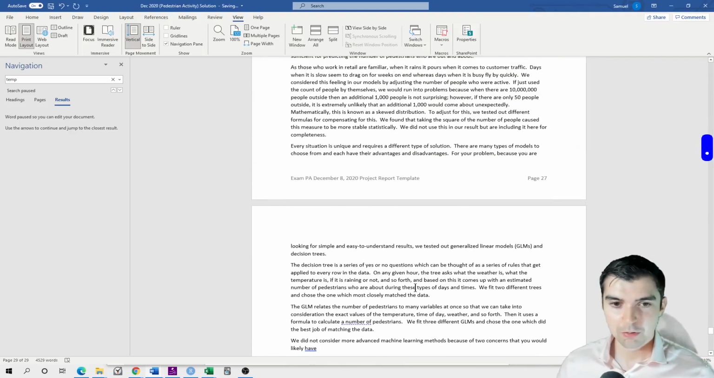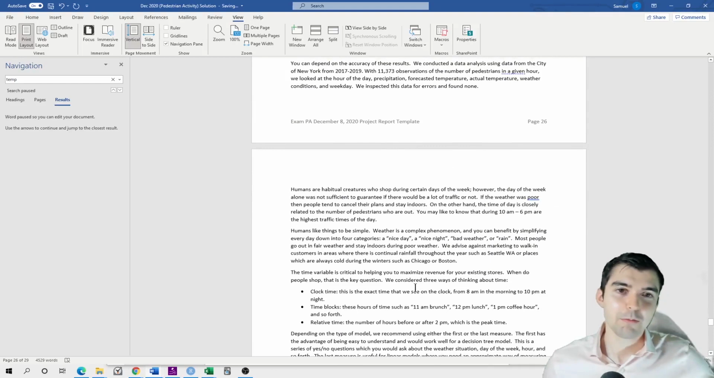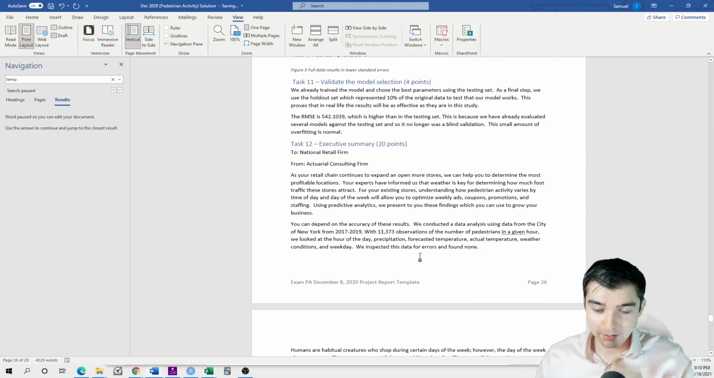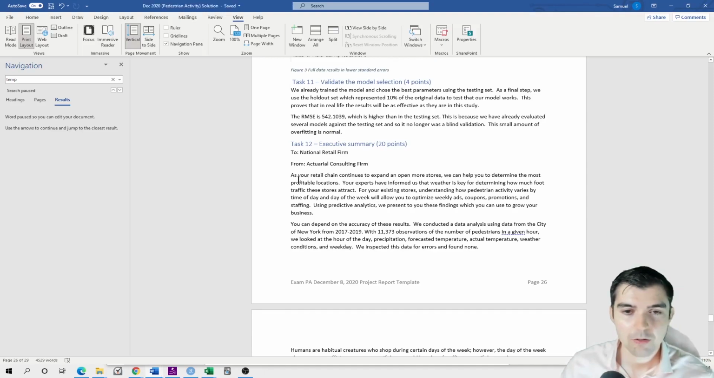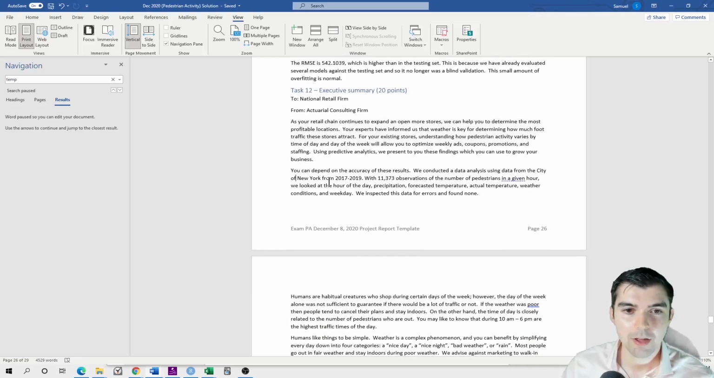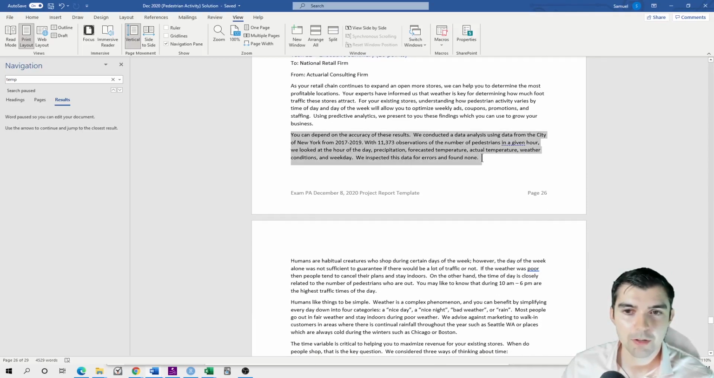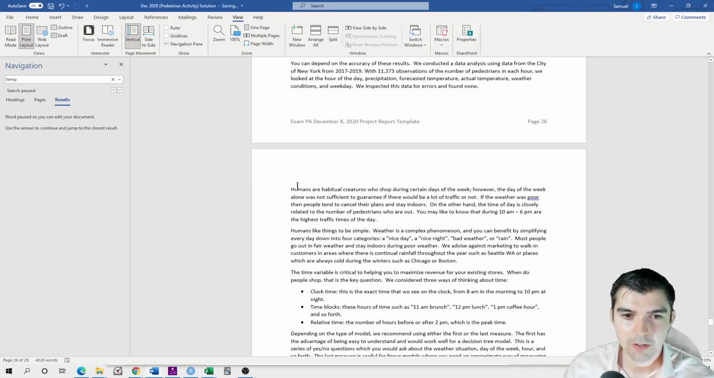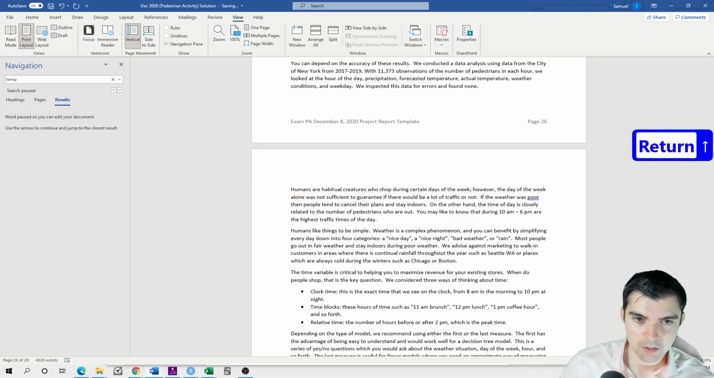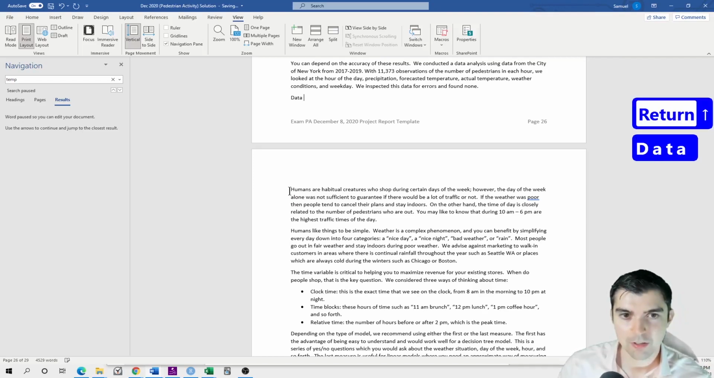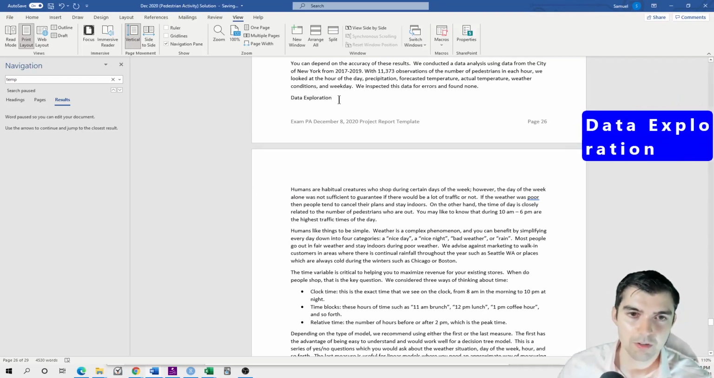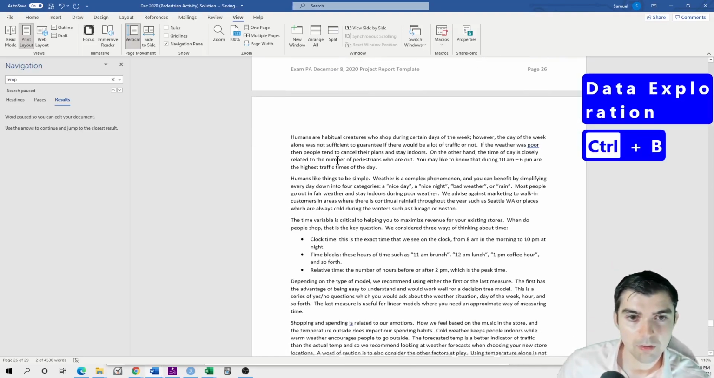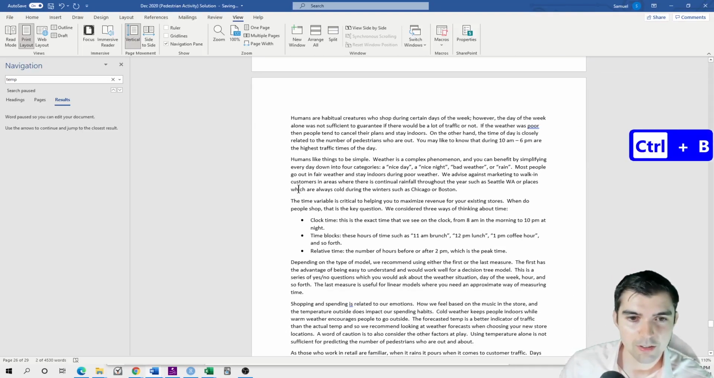And then I would just break up this massive wall of words into some more manageable chunks. So this would be the introduction, talking about the business problem. And then here we're talking about the results with 11,000 observations, the number of pedestrians in each hour. And here's our data background. So we're talking about this data exploration. It's going to be this process.